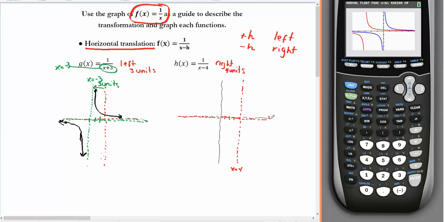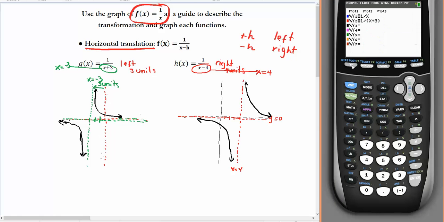This is y equals 0. And if you look at this one right here, the critical point is x equals positive 4. When you sketch this, there is still a positive in front, so the graph is going to be here and over here. It's going to approach the asymptote at both ends. Let's go ahead and sketch this and see what it looks like.